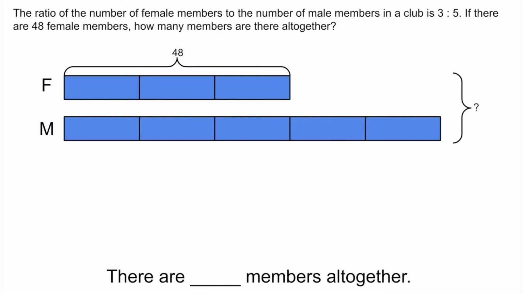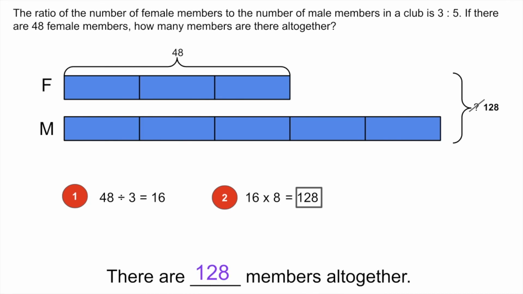I can solve this problem in 2 steps. First, I have to find 1 unit. If there are 48 females and I have 3 units, I can find 1 unit by dividing 48 by 3. 48 divided by 3 is 16. That means that each unit is 16. I have 3 female units and 5 male units for a total of 8 units. So my second step is going to be to multiply 16 times 8. 16 times 8 equals 128. That means that there are 128 members altogether.